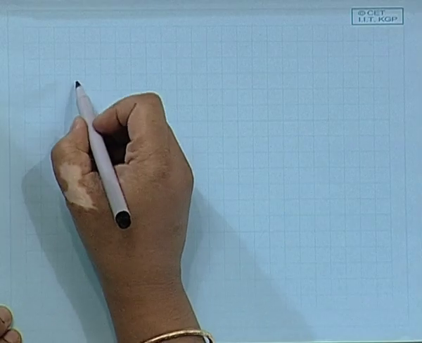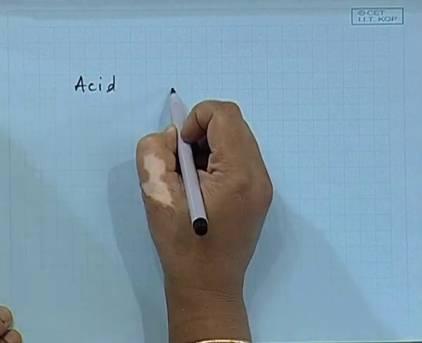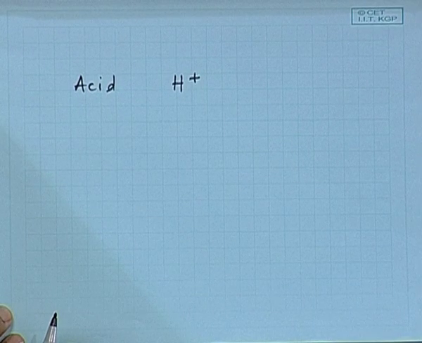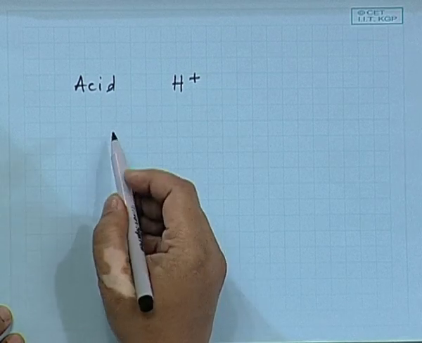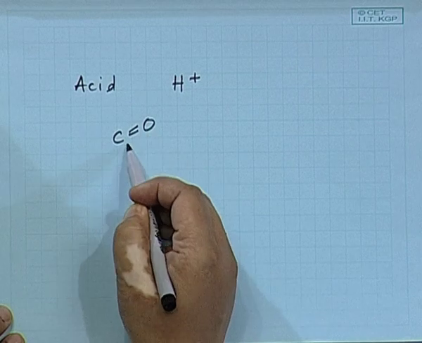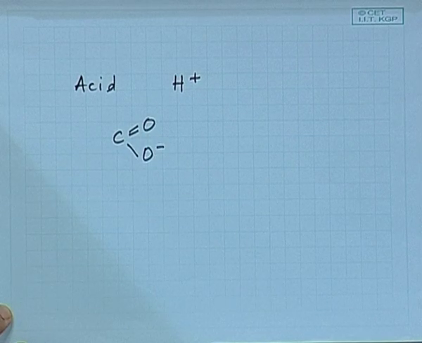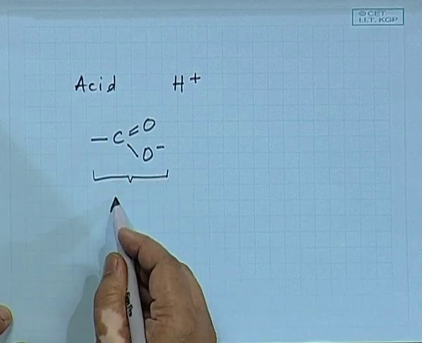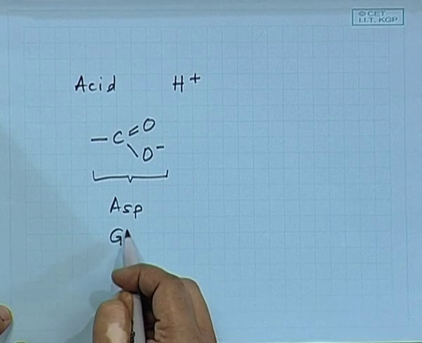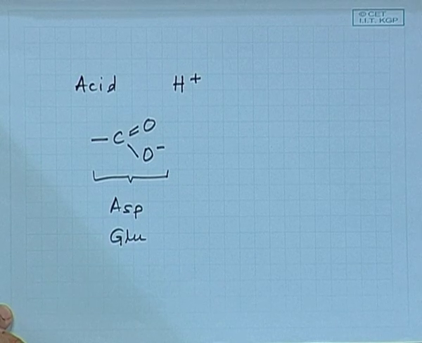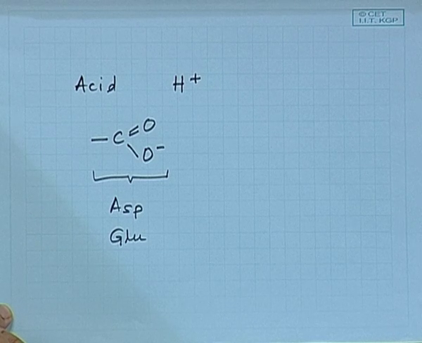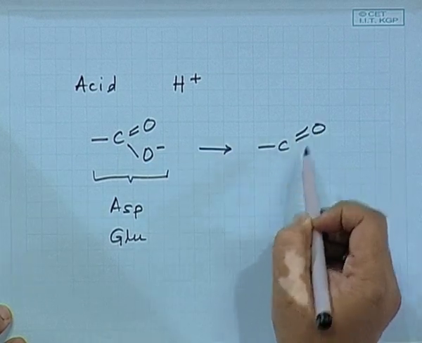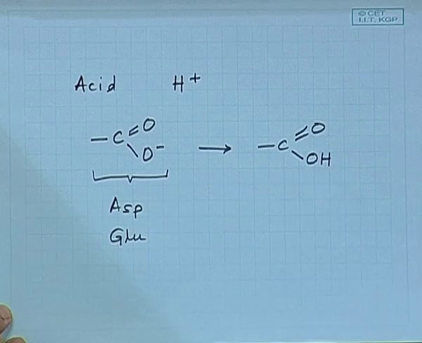So, what can we do? What happens if I add acid? It means I am adding H plus. What happens when I add H plus? For example, all the acidic groups, what comprises these groups? Aspartic acid or glutamic acid. What is going to happen to them? They are going to get protonated, right? So, if they get protonated, what do I get? This is what is going to happen on addition of acid.